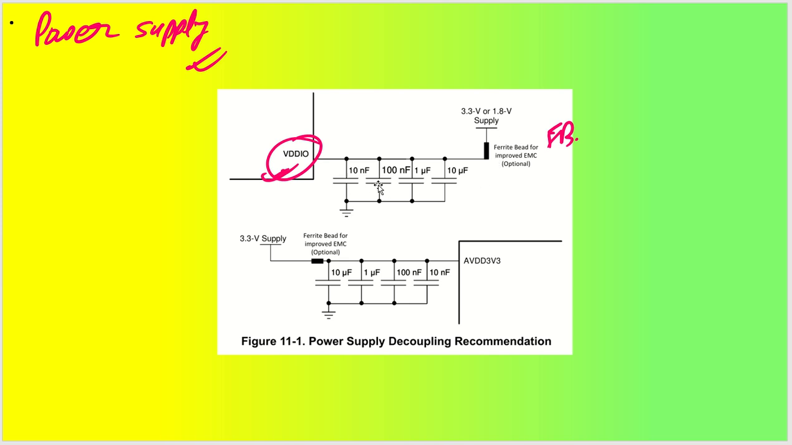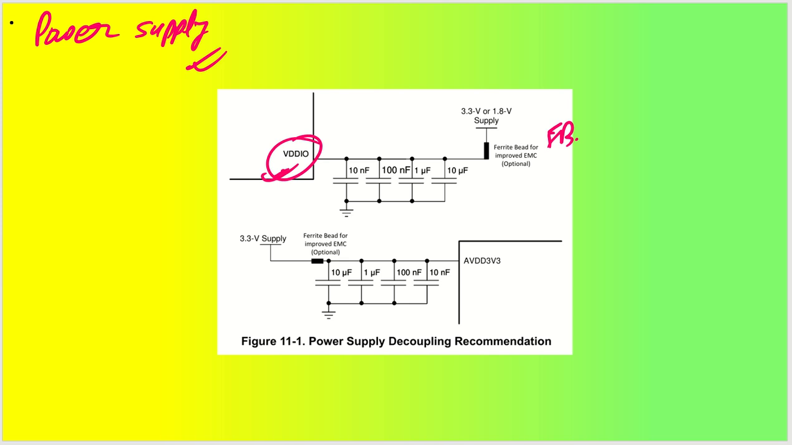And then you have to put capacitance like this: 10 microfarad, one bulk capacitor, then 1 microfarad, then 100 nanofarad and 10 nanofarad. So these are the 4 capacitors that will be required at the VDD IO pin. Coming back to the supply pin of AVDD 3V3, there also you will be requiring the same amount of capacitors and then supply voltage plus one ferrite bead for removing the EMI/EMC noise. Okay, so these are the power supply decoupling recommendations.